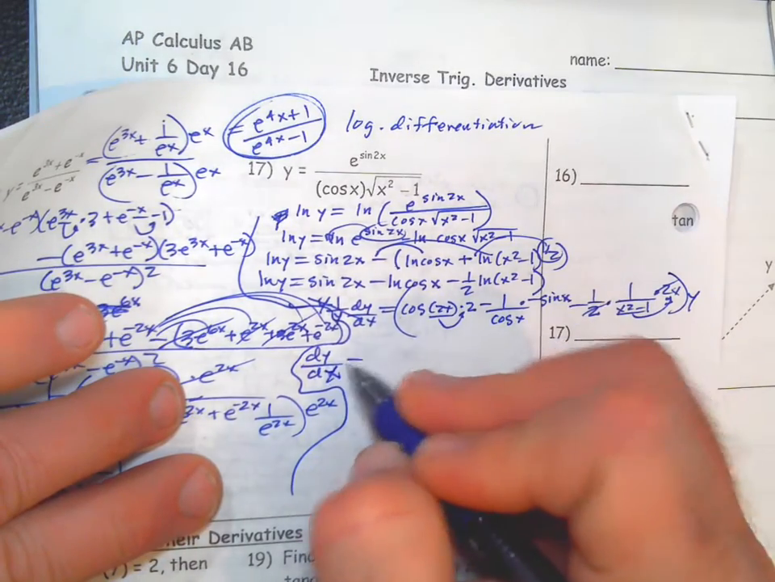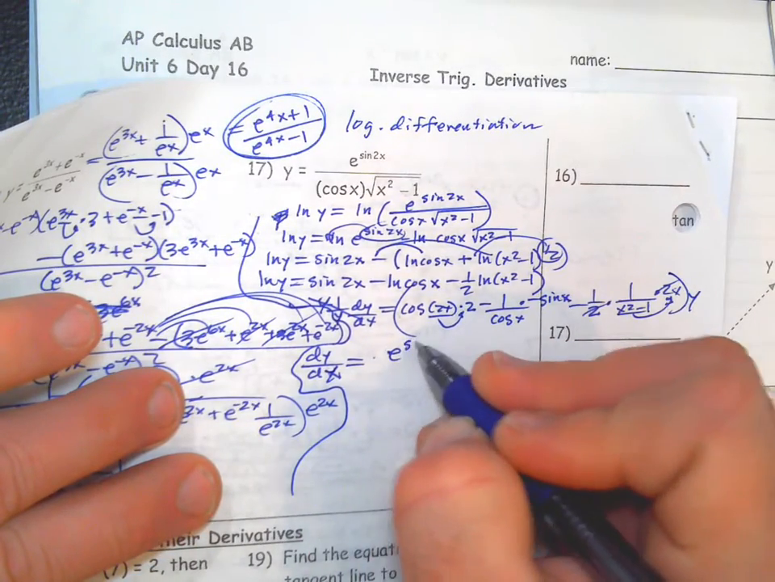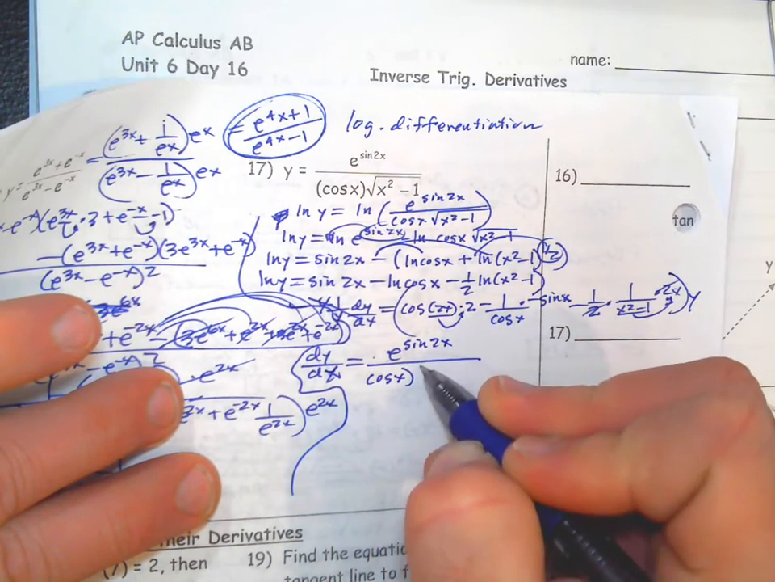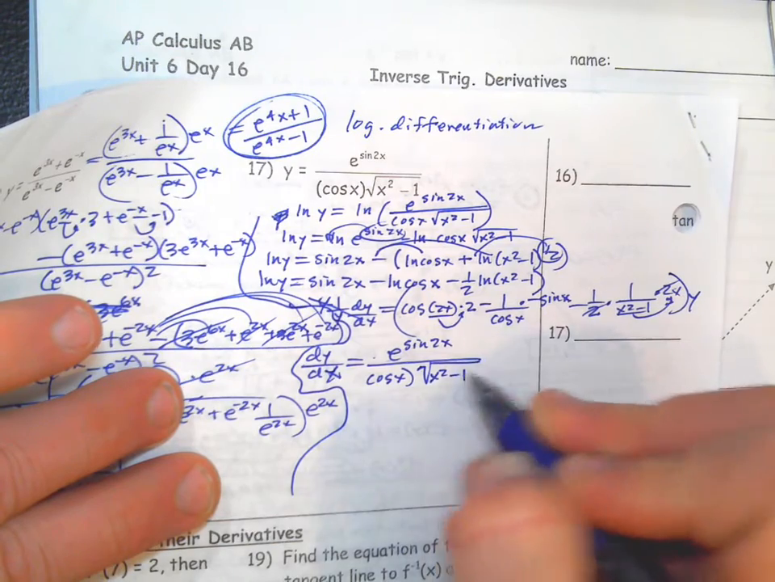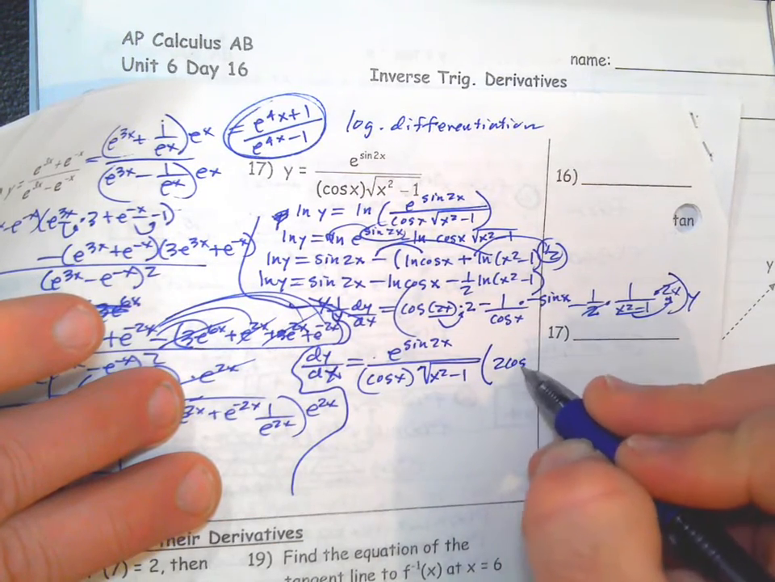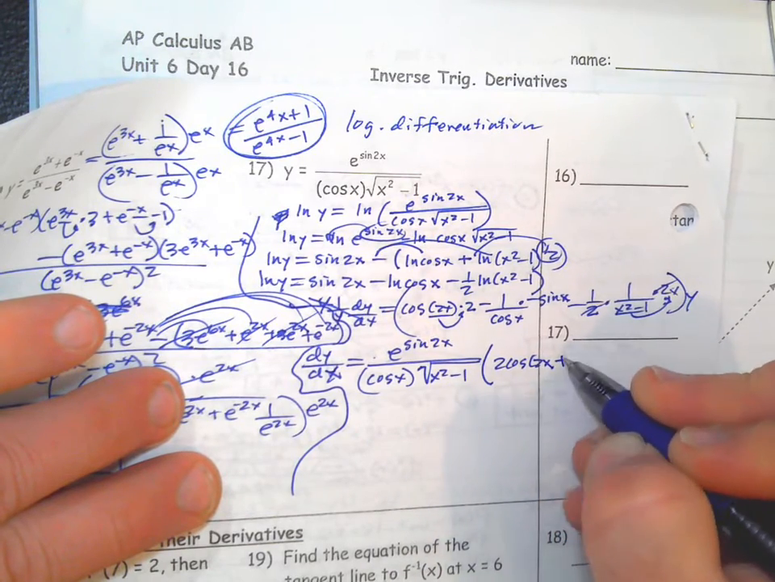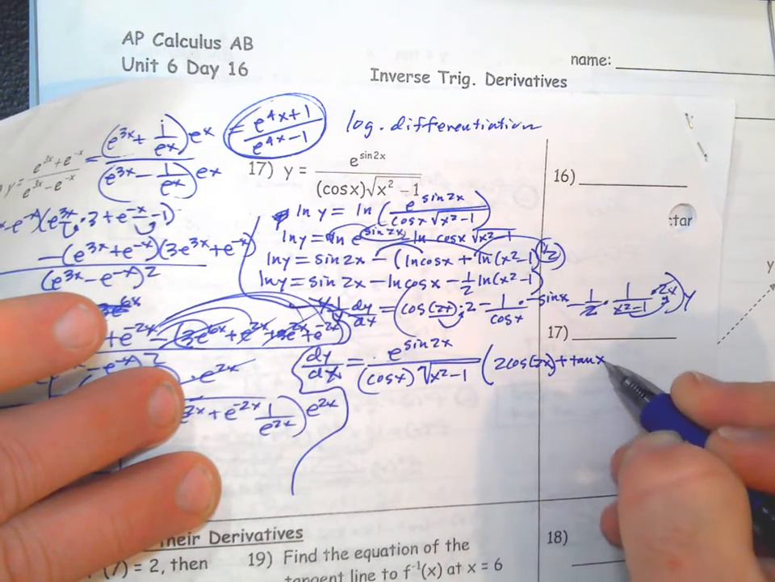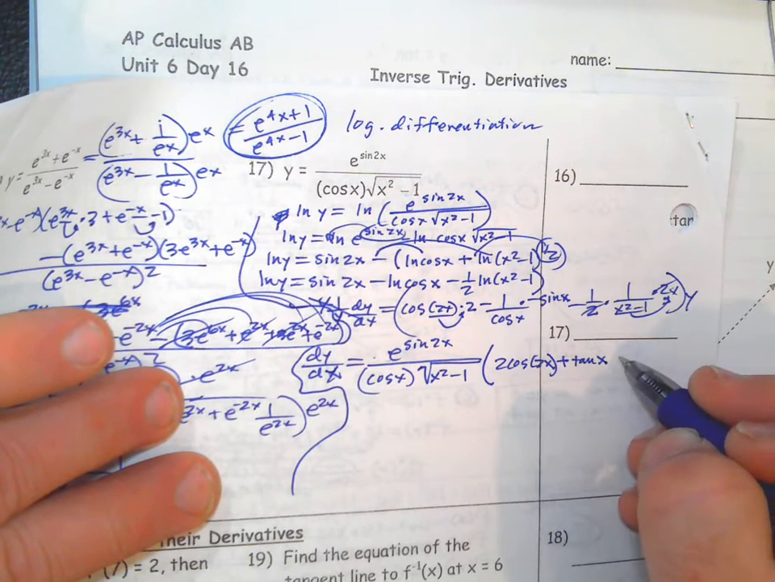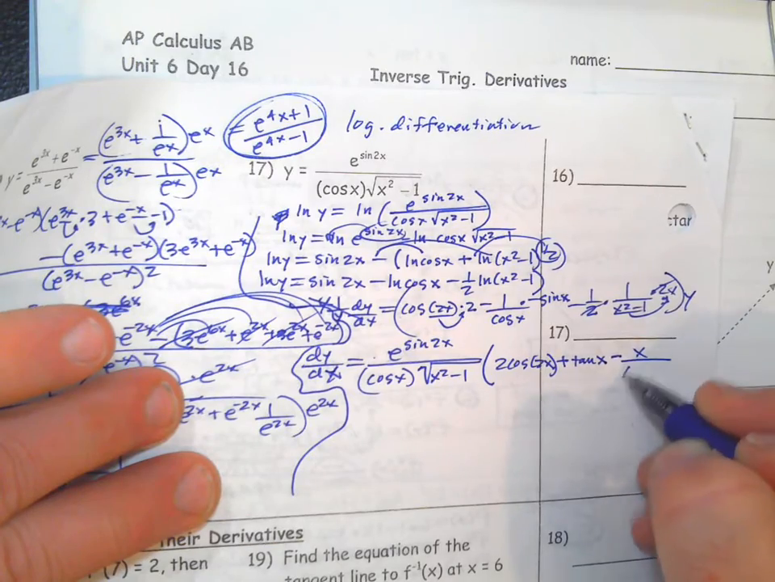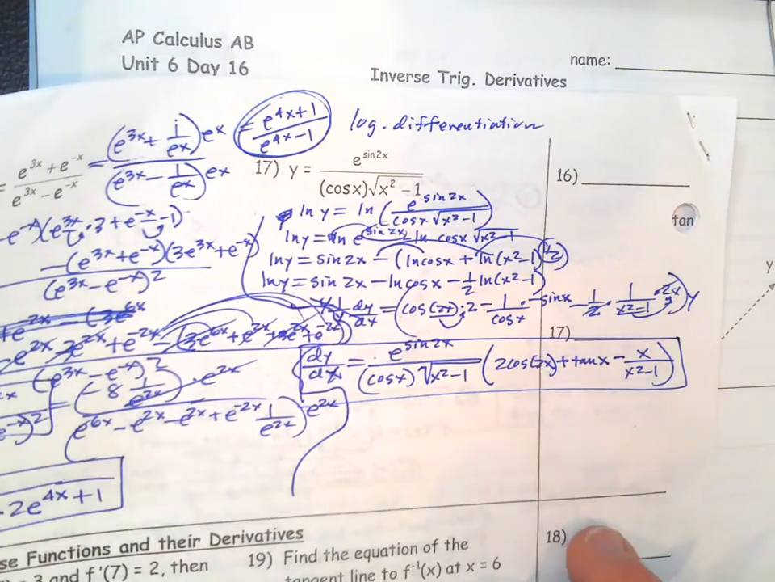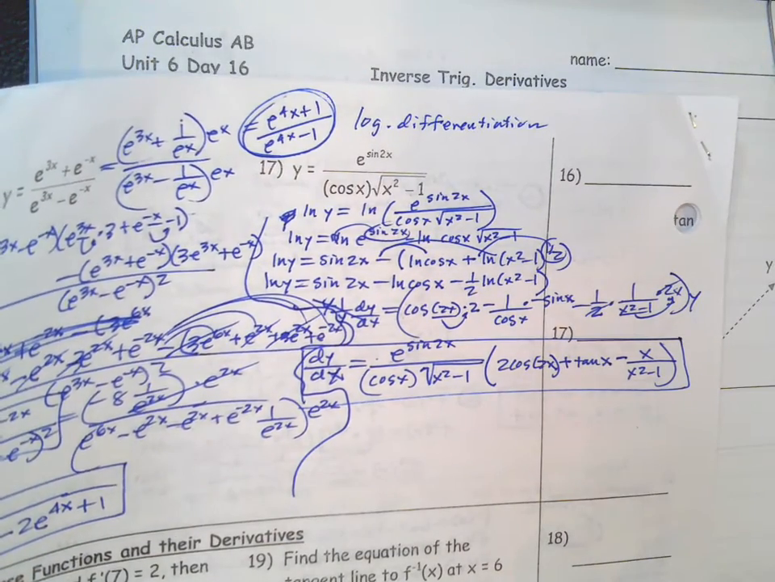And y is just what we started with, e to the sine 2x over cosine x, square root of x squared minus 1, times all this stuff: 2 cosine 2x plus tangent x minus x over x squared minus 1. I mean, it's pretty ugly, but it's better than the alternative.